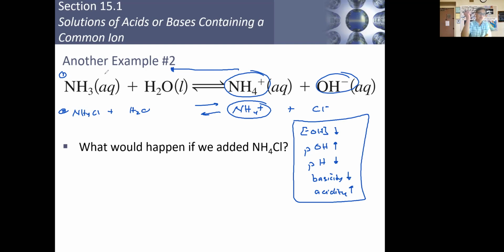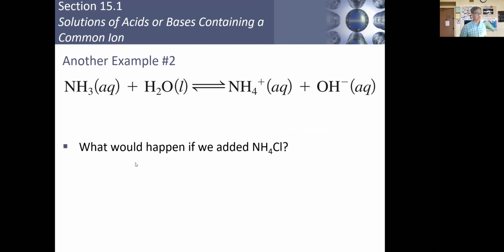That means then we're going to increase the pOH and decrease the pH. So the idea is that the pH will be affected, whether you're in an acid solution or a base solution, by an addition of a common ion. That's what we're going to be examining in just a moment, and we'll do a calculation to help you see this.